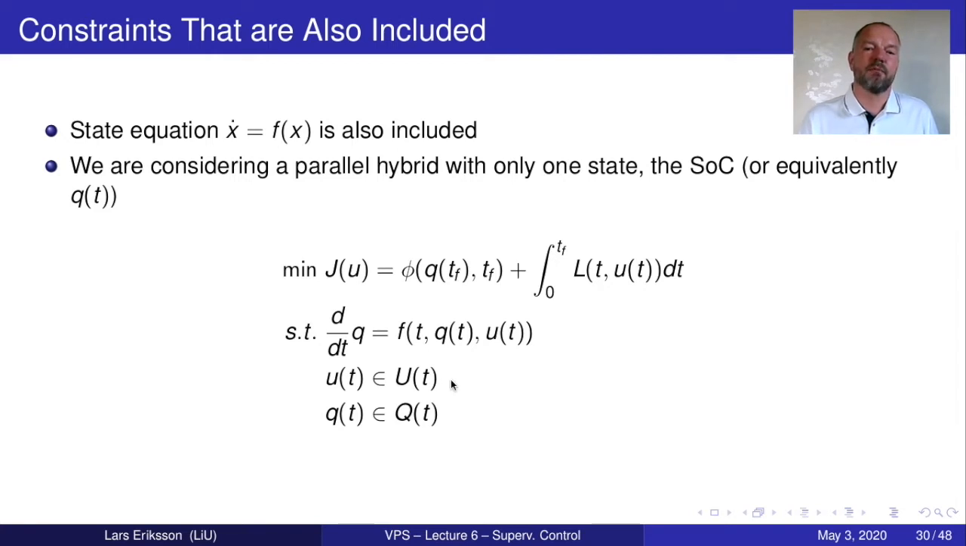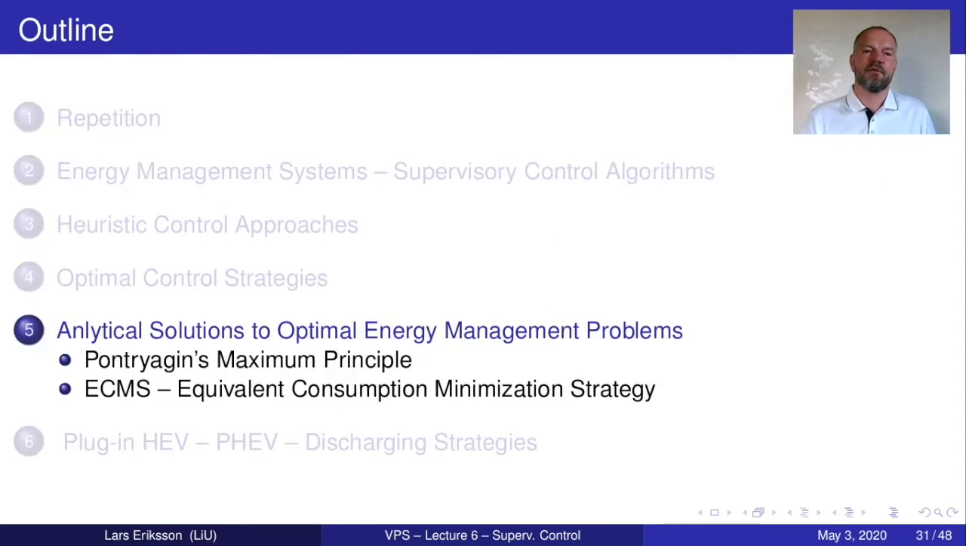The fueling can never be negative, and we have a maximum fueling at every point. And the state of charge needs to be in its allowed region. So now we have formulated an optimal control problem, and now we'll look at how we can solve this problem.